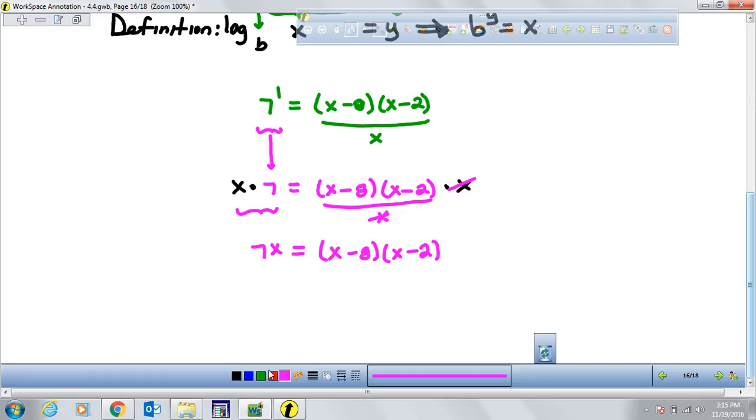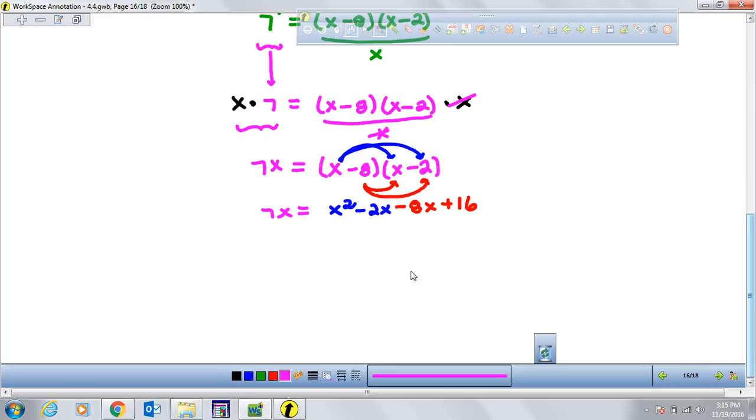Then we need to FOIL, right? So that's the next thing we do. We're going to multiply x times x, which is x squared, x times negative 2, which is negative 2x. Then we multiply negative 8 times x, which is negative 8x, negative 8 times negative 2, which is positive 16, and that equals 7x. Then we can combine like terms. So we end up with 7x equals x squared, negative 2x minus 8x is negative 10x plus 16.